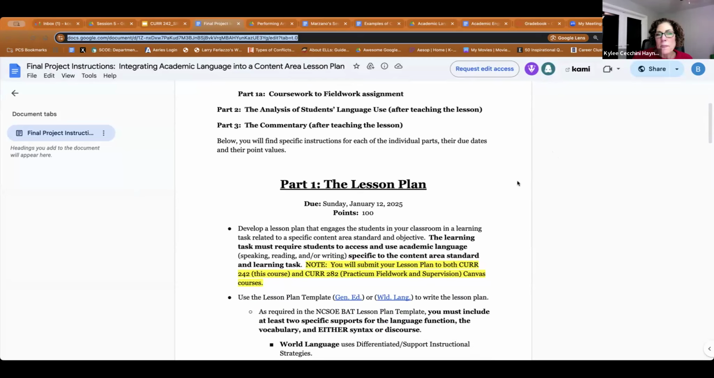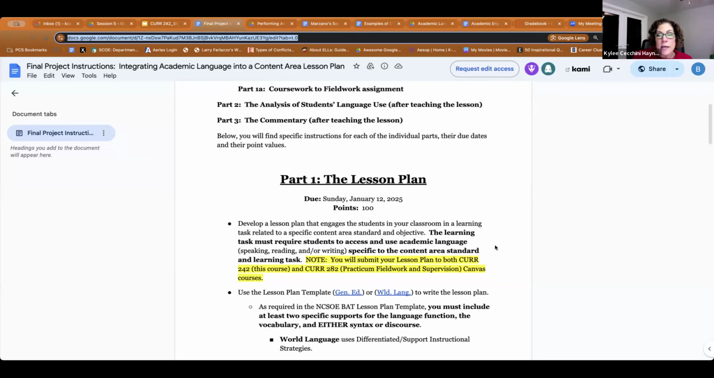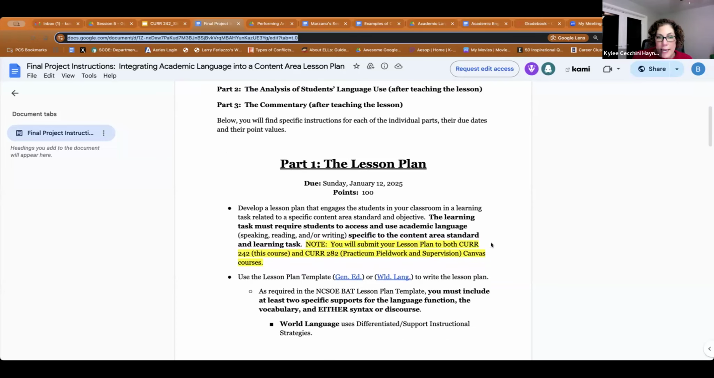It is due on Sunday, January 12th. It is worth 100 points. And you're going to use the Be a Teacher lesson plan. You all are Gen Ed, so I've linked that lesson template here, but it's one you've used before, I believe. You're going to develop a lesson plan that engages your students in a learning task related to a specific content area standard and objective.